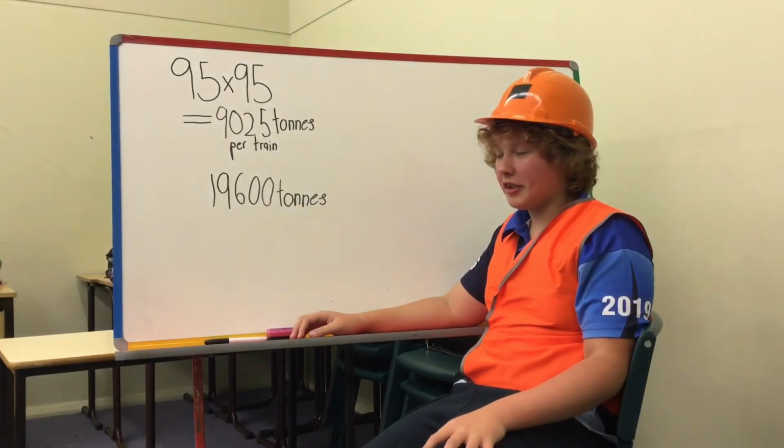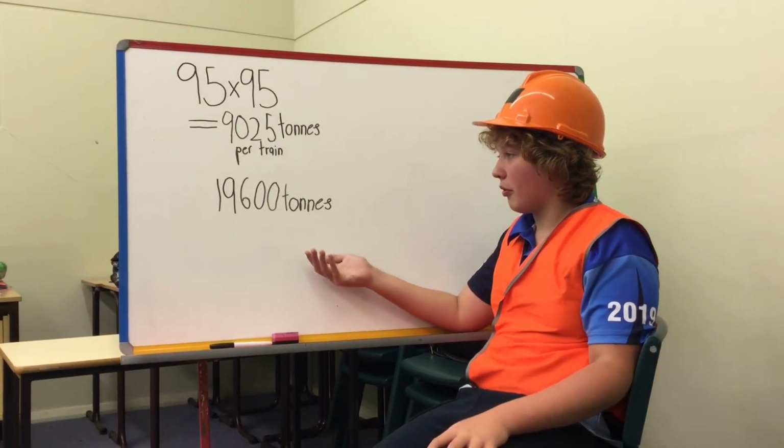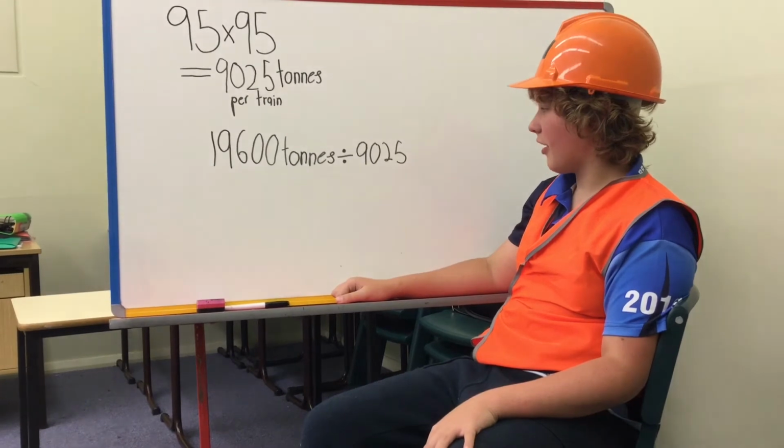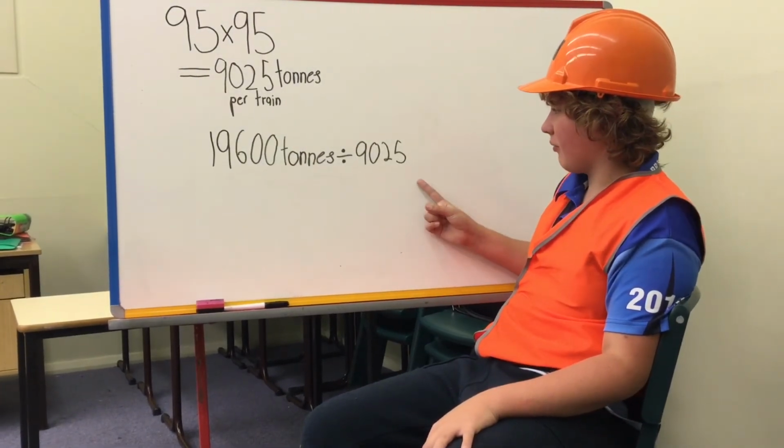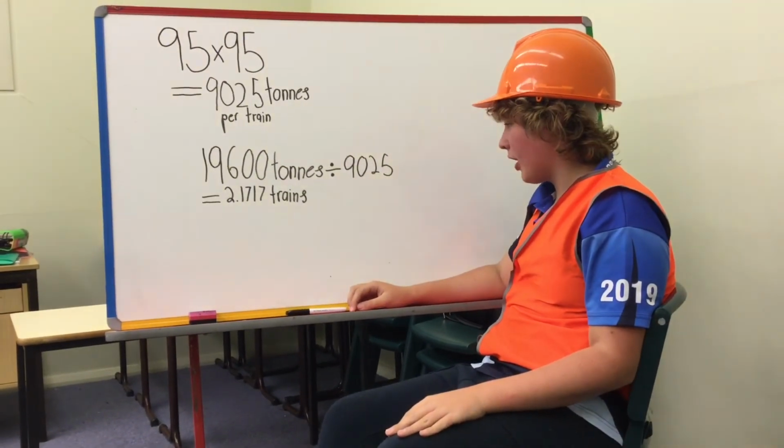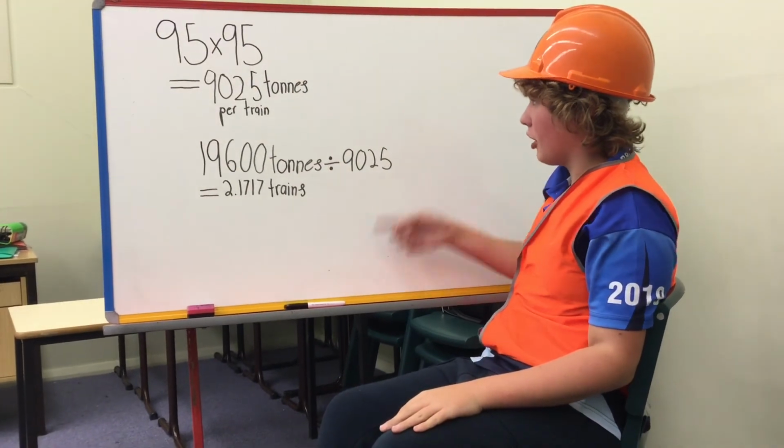Our next step is to take the total load of coal that we ship to port. We then divide our amount by how many tonnes per train. This means we require approximately 2 trains to ship all our coal to port.